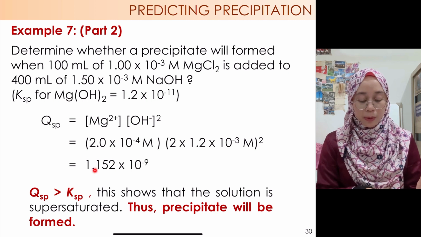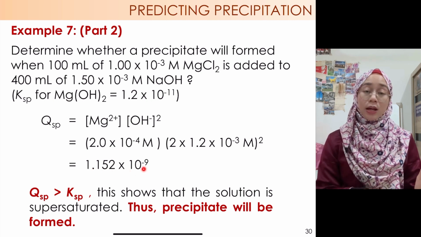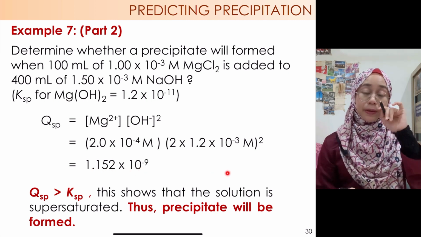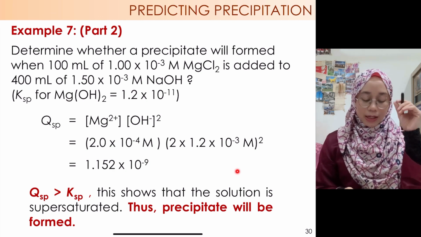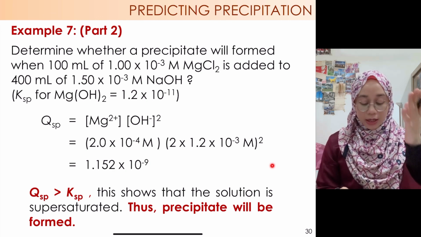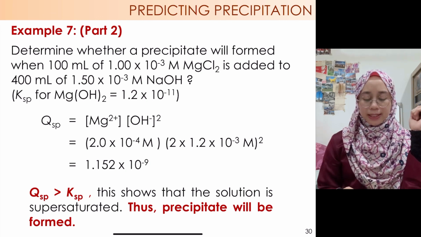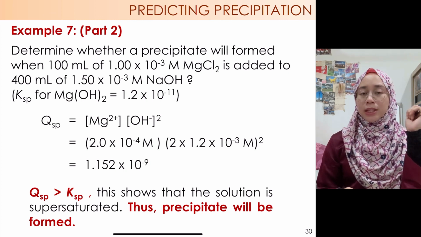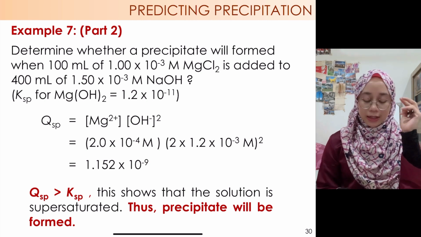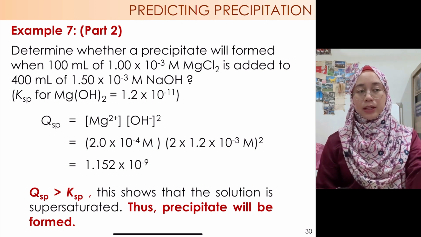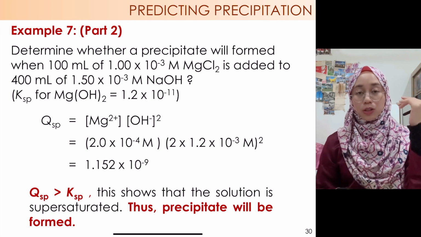So QSP is 1.152 × 10^-9. Therefore when we compare with KSP, it is larger than KSP. This shows that the solution is supersaturated, so thus the precipitate will form. Okay, if there is no mention of the supersaturated solution, that is fine, no problem. Go straight to whether the precipitate is formed or not, you can go directly there.